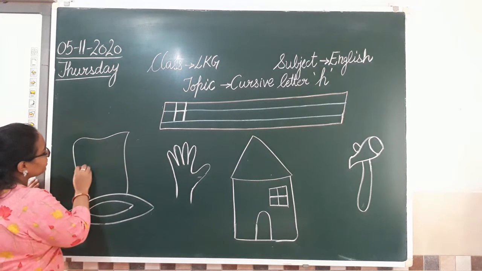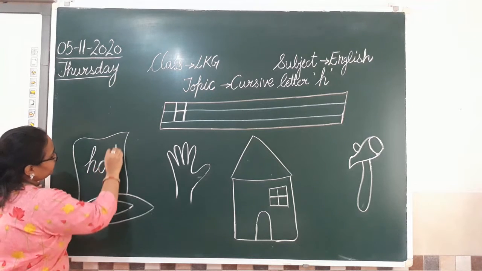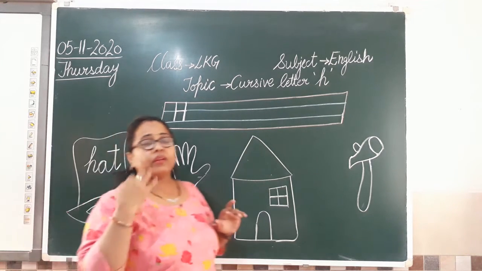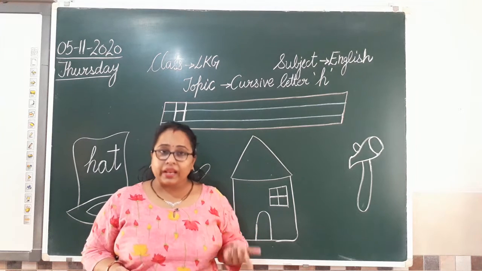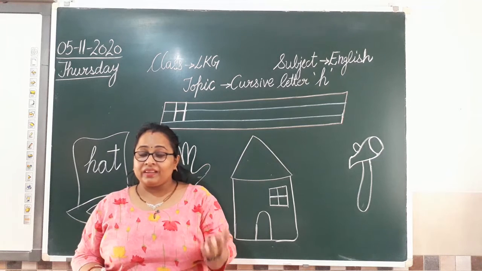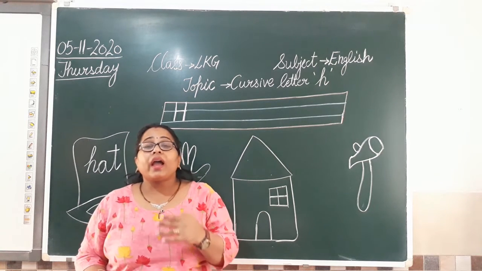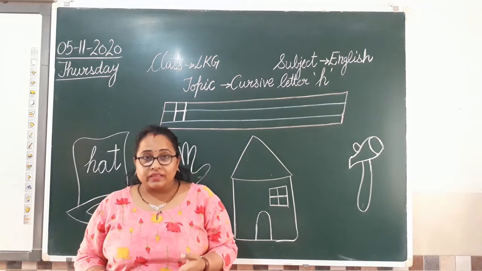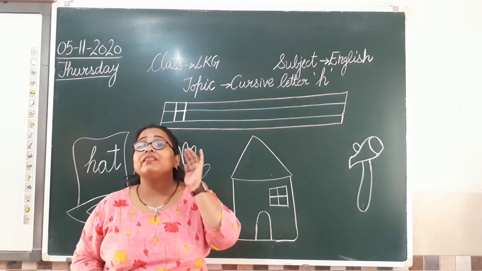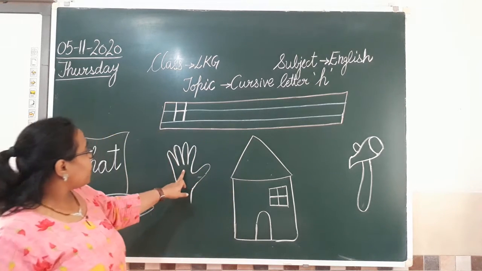So I'll write the name here. How I'm writing it, see? Hat. Now, when I have written it, just pronounce with me. Hat. Say with me. Hat. Now, when you are repeatedly saying the word hat, what sound is coming out? You have to listen to that sound carefully. Clear?